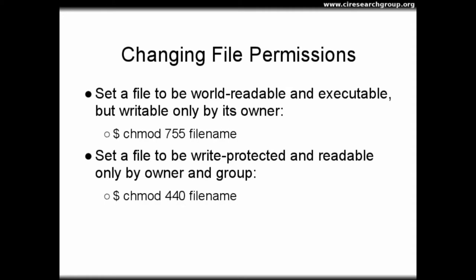In the first example, 755 means permission 7, which is 4 plus 2 plus 1, meaning read plus write plus execute, for the owner. That's the first number of the 3. The first 5, the second number of the 3, sets permissions for the group, which is 4 read plus 1 execute makes 5. And the same 4 read plus 1 execute for the world, which is the third number. In the 440 case, the 4 means read only for the owner, the second 4 means read only for the group, and 0 means no access whatsoever by people who are not members of the group with which the file is associated.